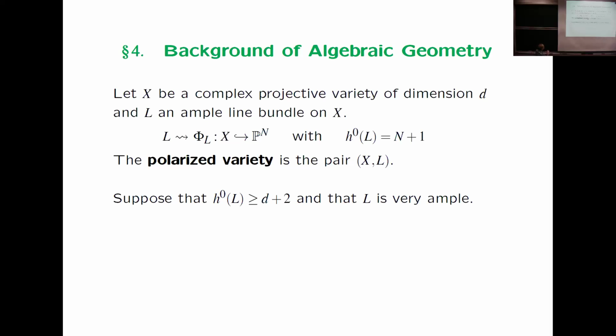Just a brief summary. Let X be a complex projective variety of dimension D and L an ample line bundle. An ample line bundle is something like one that defines an embedding of X in projective space. And the polarized variety is a pair of a complex projective variety and an ample line bundle. Of course, I myself cannot understand the definition of ample line bundle, but nevertheless I need to write this formula. Suppose that H0L is at least D plus 2, and that L is very ample. Don't ask me what very ample is.